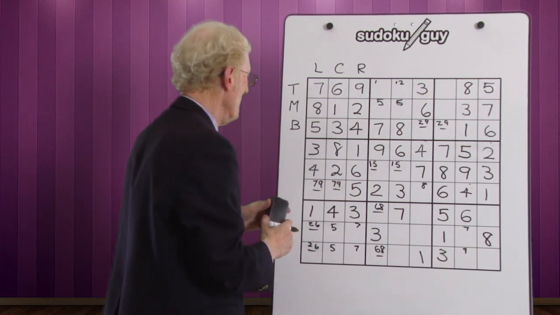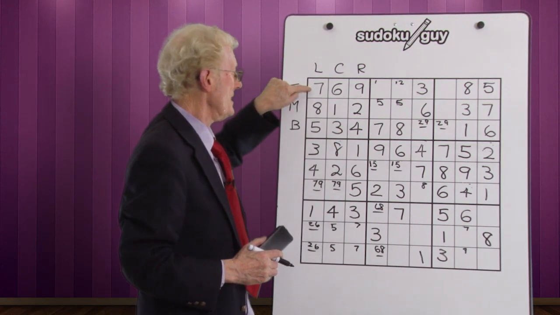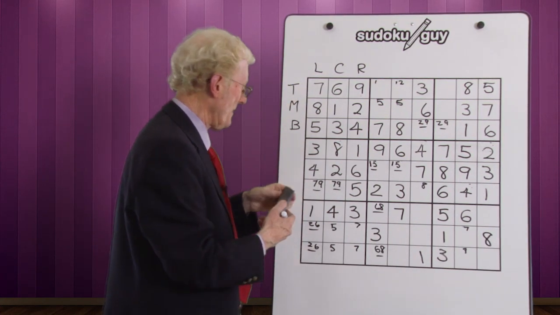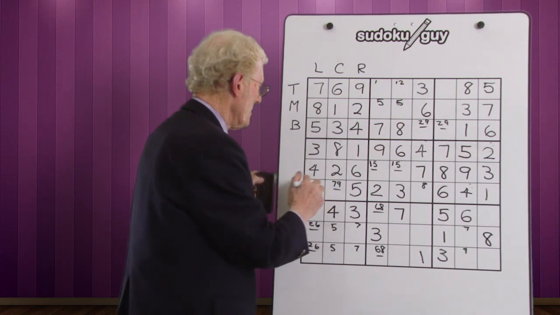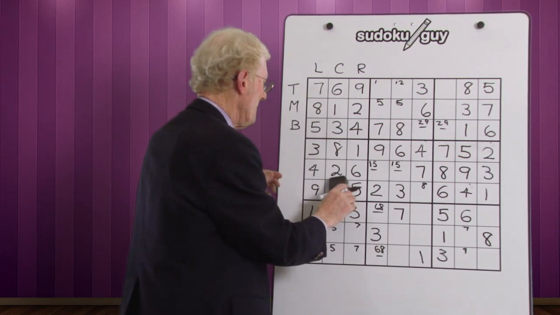Now let's look up and down. If we look up here, what do you notice? There's a 7 there. So that cancels out this 7. This becomes a 9. So we have a 9 there and a 7 there.